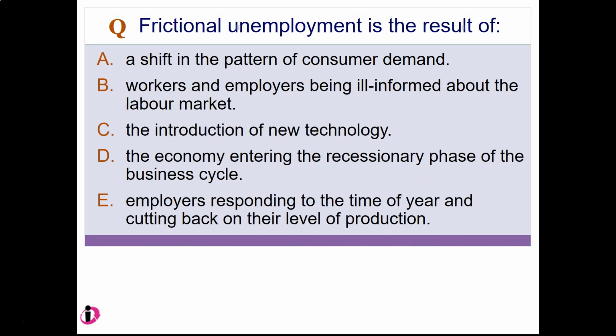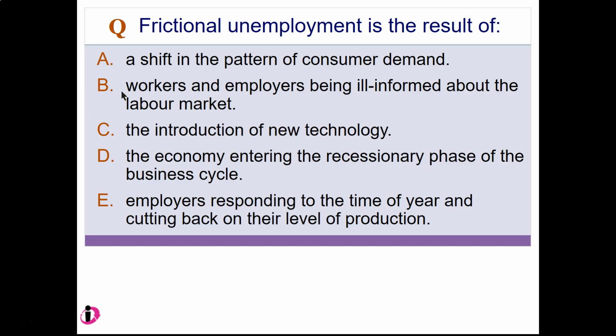One of the exam questions which can be asked in your next exam would sound something like this. Frictional unemployment is the result of... So have a look at this, stop the video, write down the answer, and continue when you are ready. Ready? Okay, so the correct answer would be B.